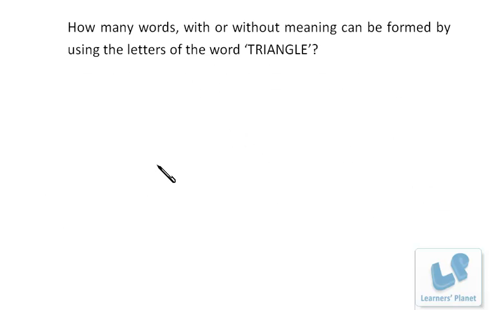Now in this case, how many words with or without meaning can be formed using the letters of the word TRIANGLE? Now friends, there are 8 letters in this word, right? Now we have to use all of them. That means we have 8 choices, right? Now 8 letters to be arranged at 8 places. That means 8 factorial ways are there, right? Because we don't have to choose the letters, because we have to use all the letters, right?